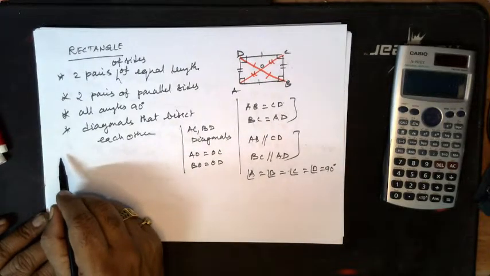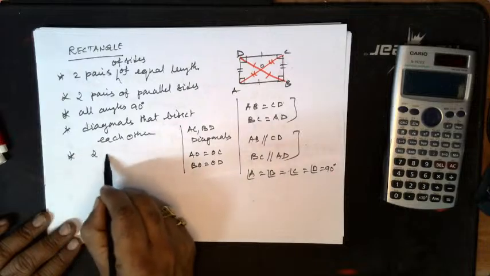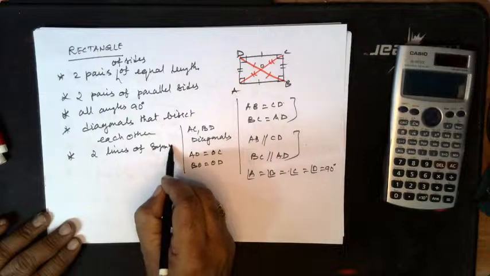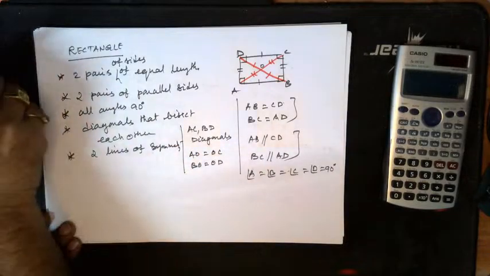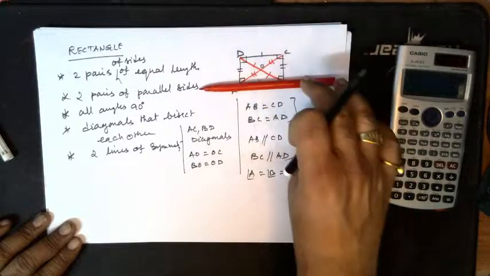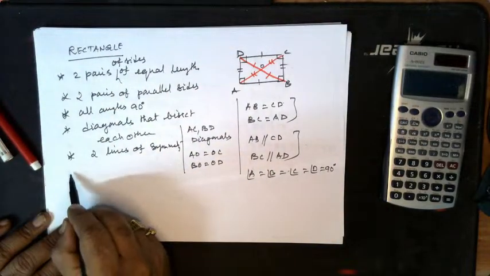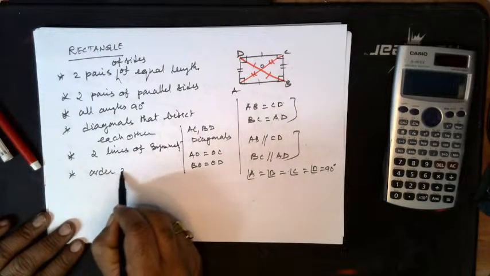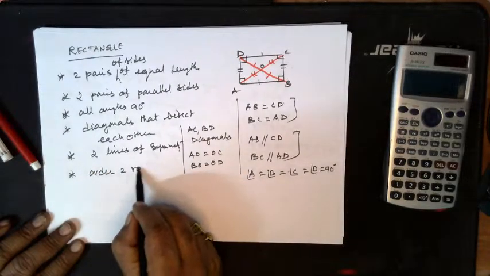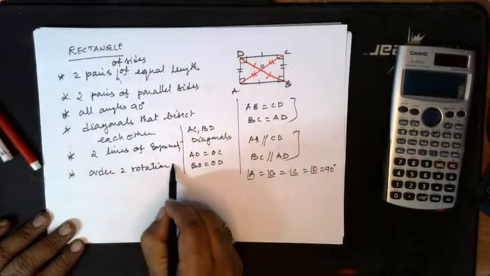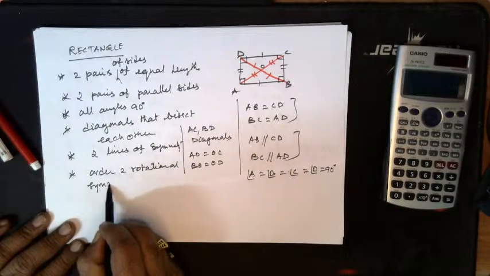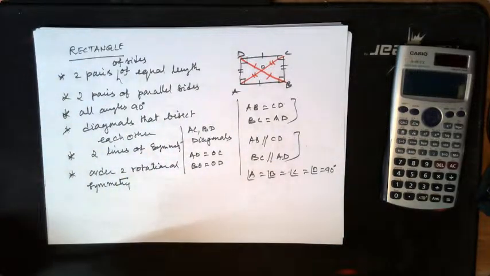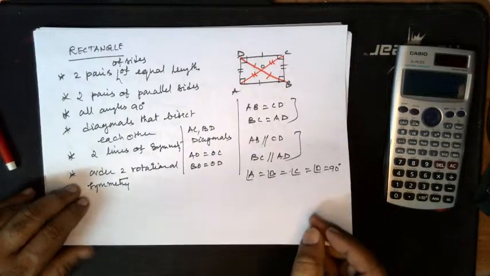Then they have 2 lines of symmetry. It means you can divide like this, equally. And rotationally order 2. So it has the order 2 rotational symmetry. Okay. Shall we move to the next quadrilateral?